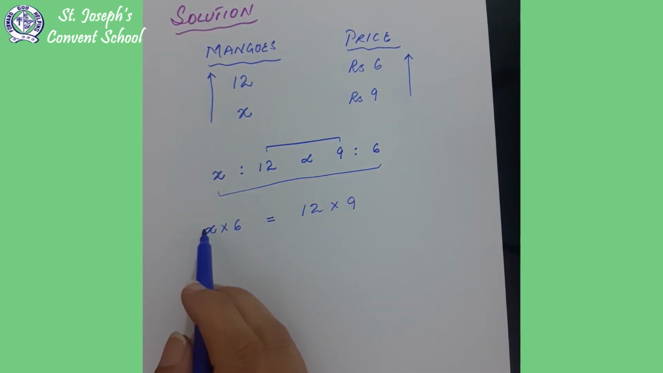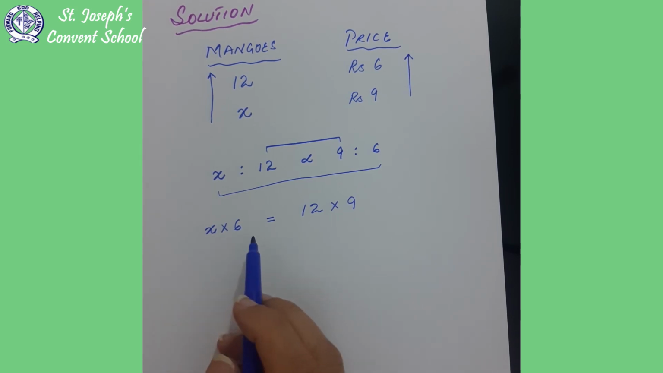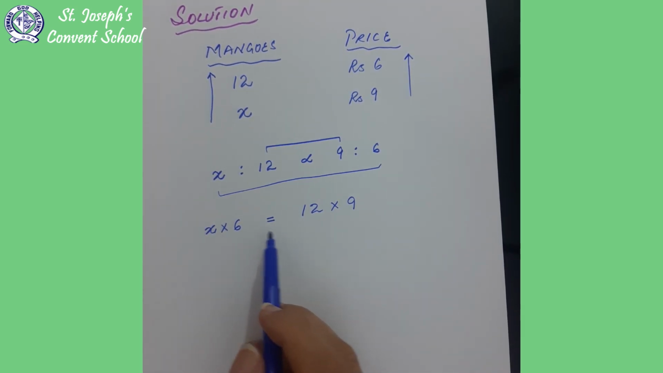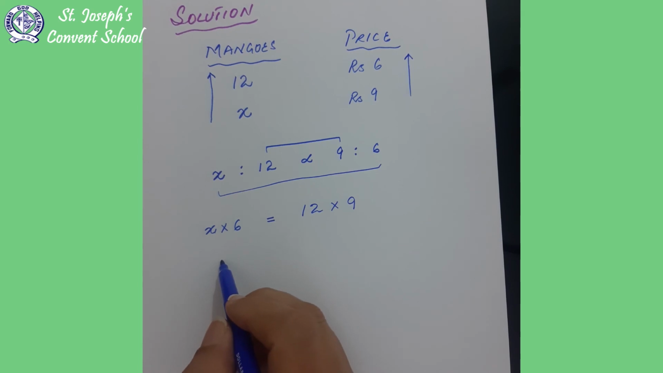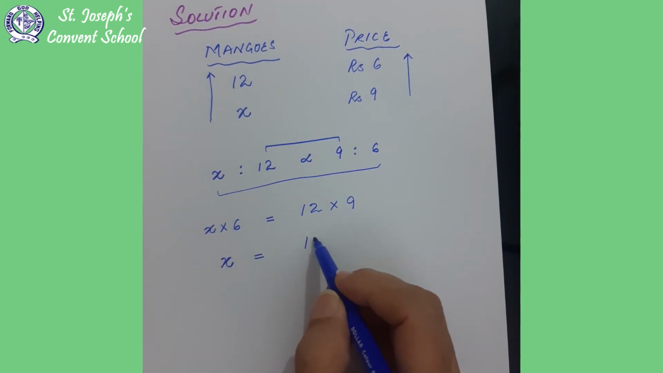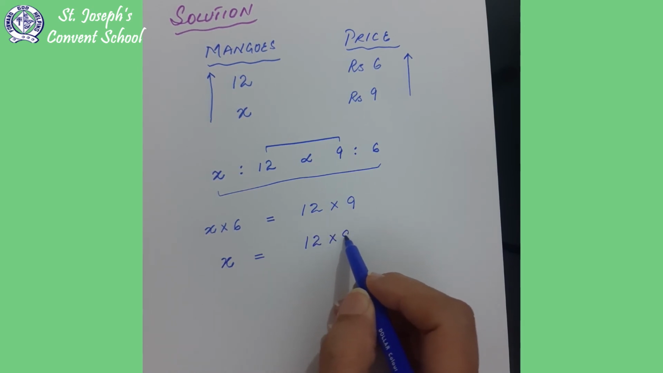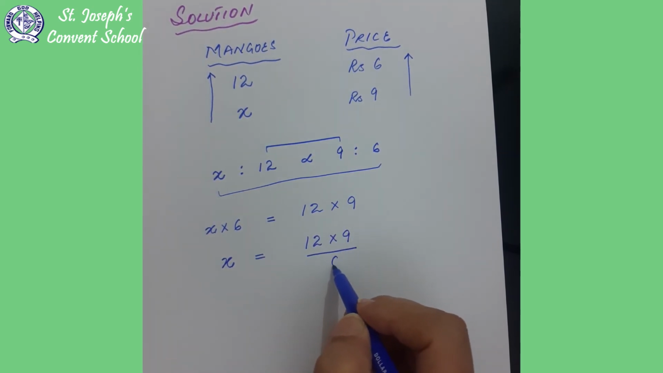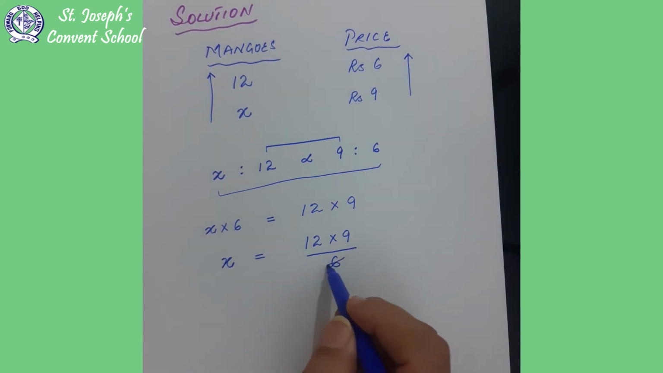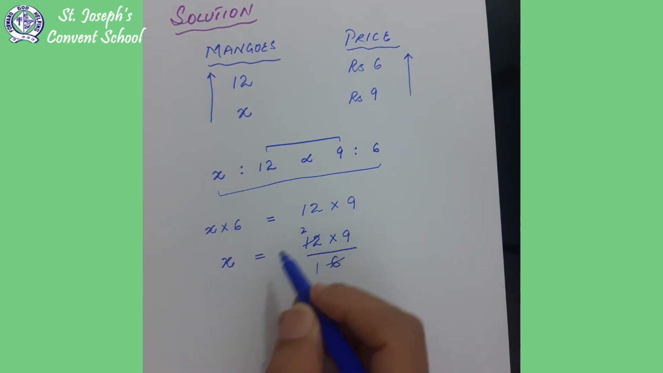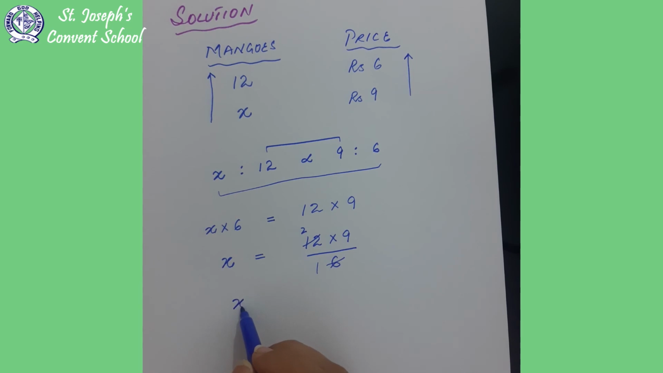Only x is required, so x will remain here. 6 will go that side. 6 is multiplying that side. You will divide. So x will remain here as it is, equals to 12 into 9 divided by 6. Now simplify, 6 ones are 6, twos are 12. So x equals to 2 into 9. So x is 18. This is the answer.